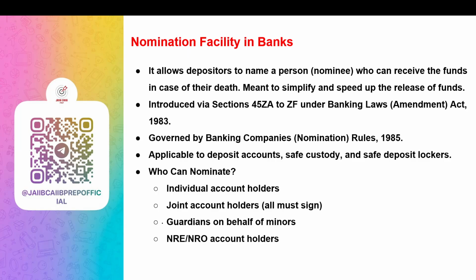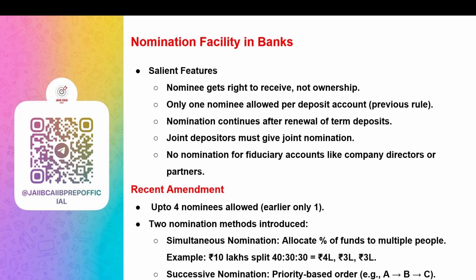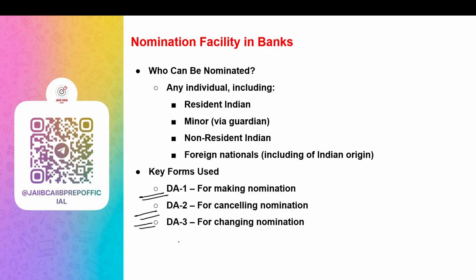So who can nominate and who can be nominated? Individual account holder, joint account holders, guardian, NRE account holder. So we have just discussed who can nominate, right? And who can be nominated? Any Indian individual, a minor with a guardian to receive money for them, NRI, foreign national of Indian origin, a foreign national of non-Indian origin, they can be nominated.